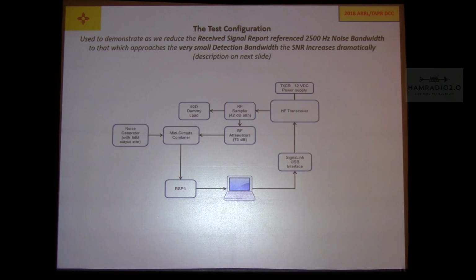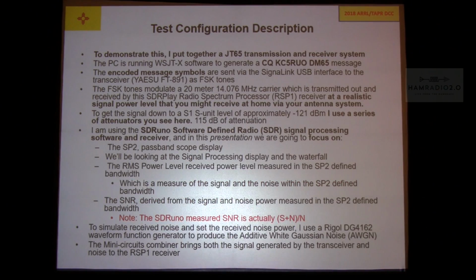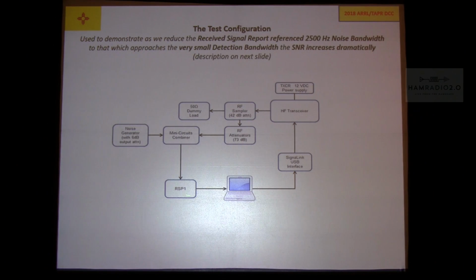Okay, so here's the test configuration that I used to investigate the actual detection noise bandwidth that drives our signal-to-noise ratio. Using the PC here, I'm running the WSJT-X software, the weak signal software from Joe Taylor, which generates the JT65 waveform. And the symbols that are generated by that are sent to a SignaLink USB interface, which produces the frequency shift key tones that are sent to the transceiver.